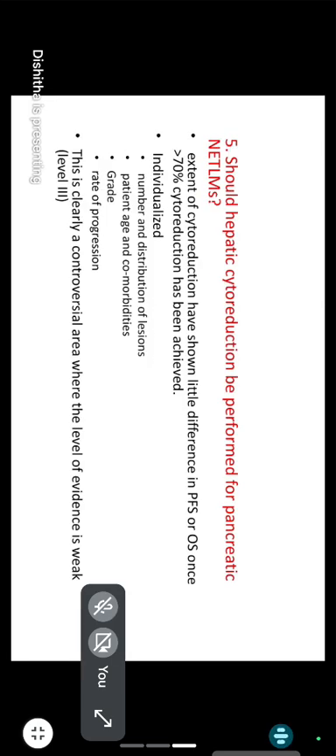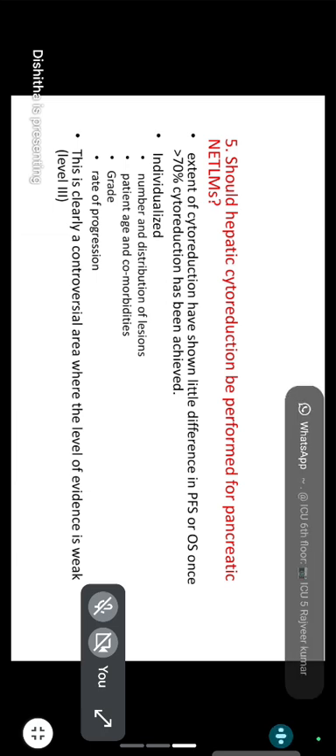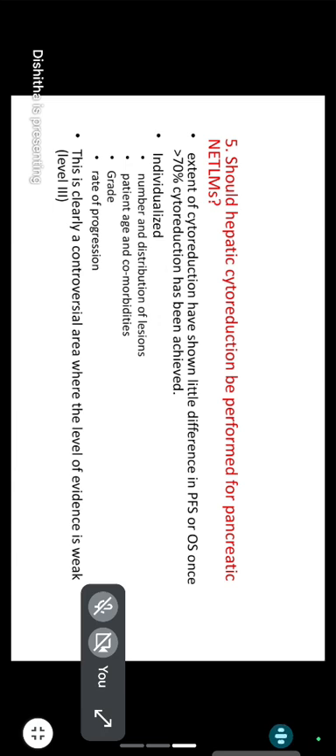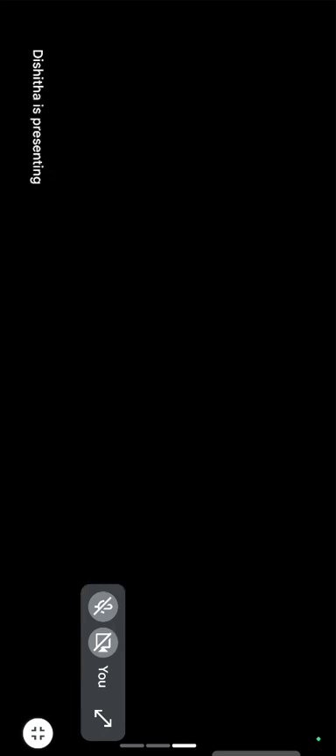Hepatic cytoreduction, whether it can be performed when there is a pancreatic neuroendocrine tumor with liver mets. The extent of cytoreduction that we do has shown little difference in PFS or OS once more than 70% cytoreduction has been achieved. So it needs to be individualized based on the number or distribution of the lesions, the patient's age and comorbidities, and rate of progression. So this is still controversial. There's no clear-cut consensus on this.